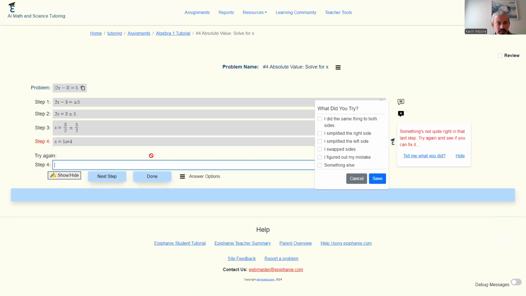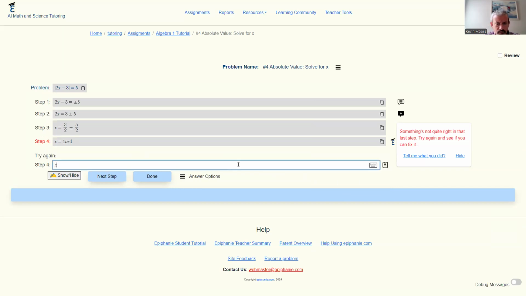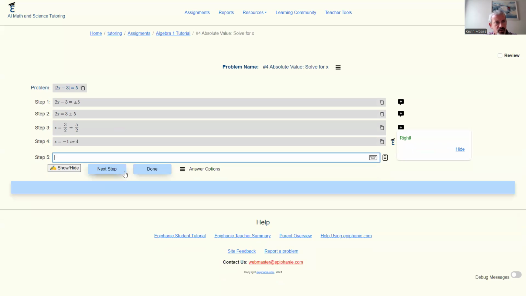I do want to mention that nested absolute value problems work. What happened? Oh, first of all, it's not correct. It should be -1 or 4. There we go. Not sure what I did there. I might have typed something. Maybe I didn't put a space in there.